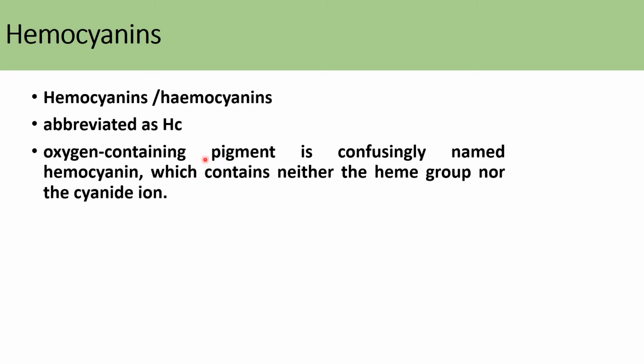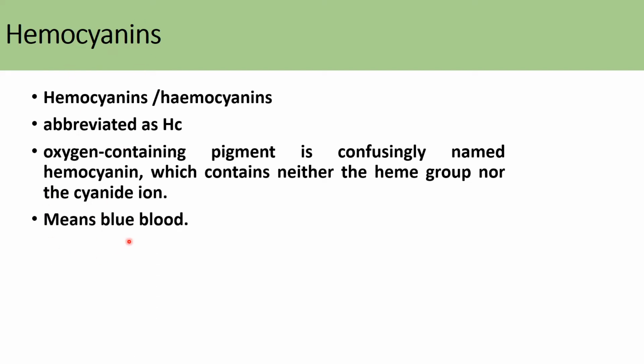Hemocyanins, which is abbreviated as Hc. It is an oxygen-containing pigment, confusingly named hemocyanin, which contains neither the heme group nor the cyanide ion. As the name indicates, we think that it contains a heme group and also a cyanide ion, but it contains neither the heme group nor the cyanide ion.